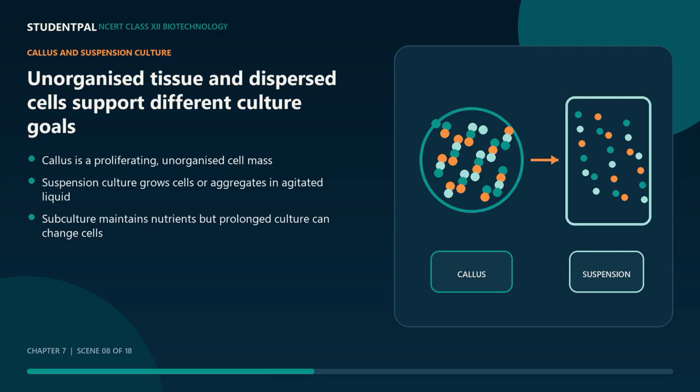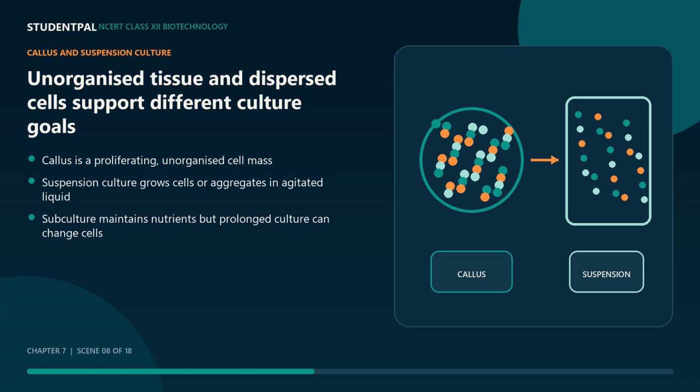Callus is an unorganized proliferating mass produced from responsive explant cells under suitable culture conditions. It can provide material for regeneration, selection, transformation, or metabolite studies, but different regions of a callus may differ genetically and physiologically. A cell suspension culture is initiated by transferring suitable friable tissue into liquid medium and agitating it so cells and small aggregates become dispersed. Suspension culture improves contact with nutrients and supports sampling or scale-up, but cell density, aeration, aggregation, and shear influence growth.